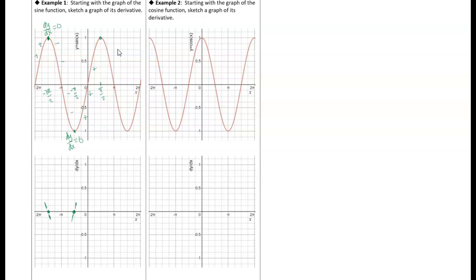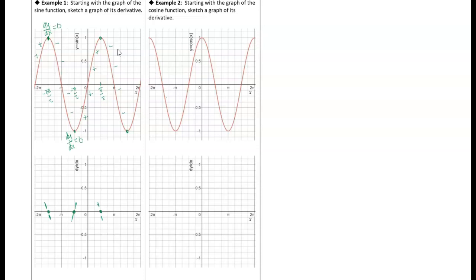All right, so let's continue identifying those points where the slope is 0. Here we're going from increasing to decreasing. The slope is negative over here, and it looks like that's about pi over 2. So again, the derivative is going to cross the x-axis here, going from positive to negative. The slope is going from positive to negative.